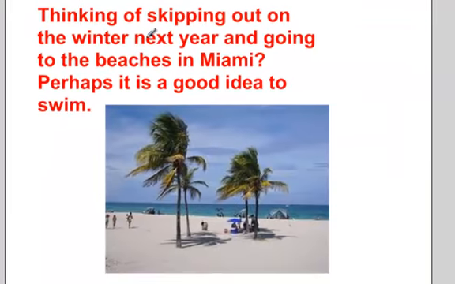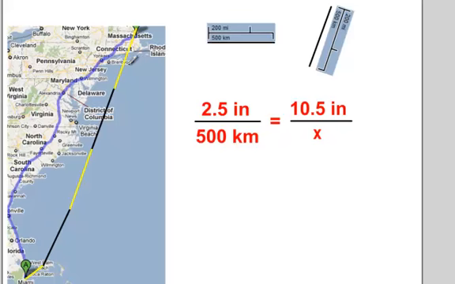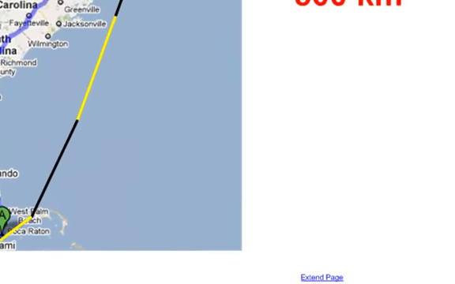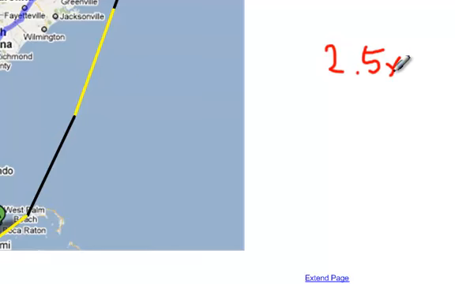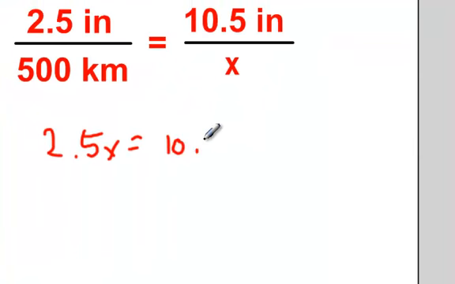Thinking of skipping out of the winter next year and going to the beaches of Miami, perhaps it is a good idea to swim in this case. So again, let's bring some swimming trunks. Looks like I'm gonna go 1, 2, 3, 4, and a little bit of a fifth one. So I'm calling that 10.5. 2.5 times x equals 10.5 times 500. Big numbers. Alright.